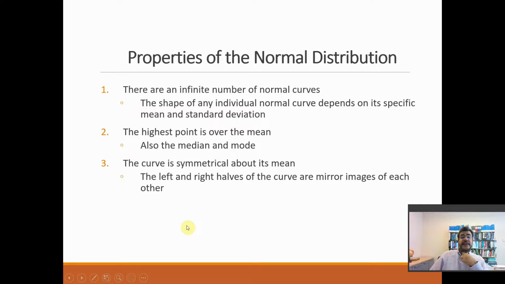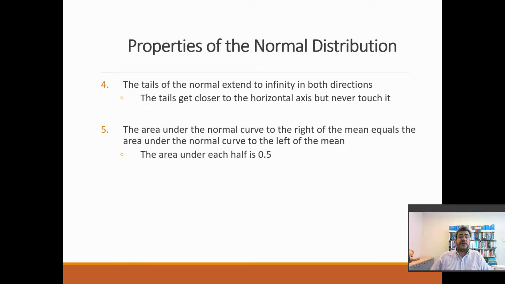So properties. There are an infinite number of normal curves. Each normal curve is different from one another. The highest point is over the mean, also the median and mode. The curve is symmetrical about its mean. Left and right are mirror images of each other. The tail of the normal extends to infinity in both directions. The tail gets closer to the horizontal axis but never touches it.